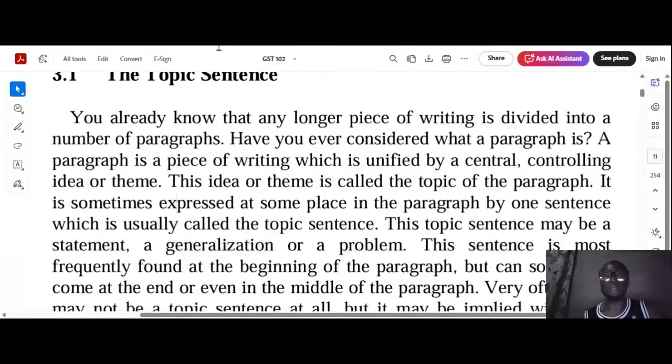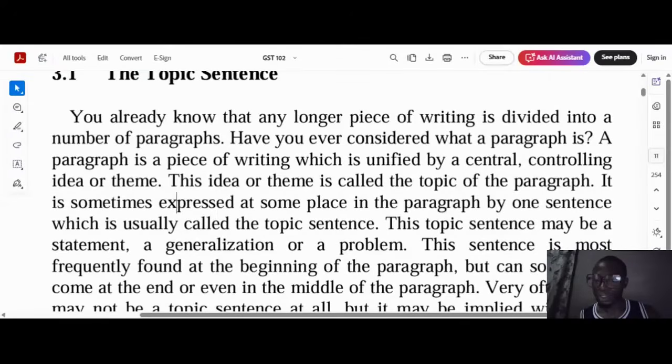That is what a paragraph is. That is the standard definition of a paragraph. It is controlled by a central controlling idea, or what we call theme. Well, I won't start telling you this is where they ask question or this is where they don't ask question.